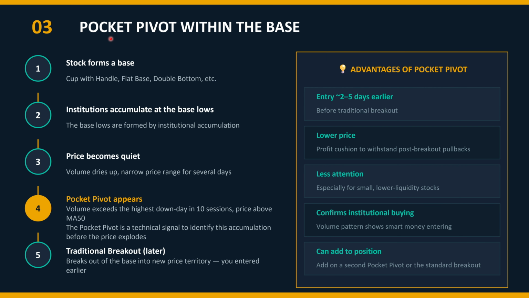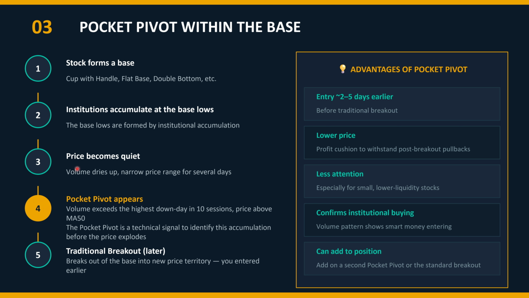Let's see how a pocket pivot works within a base. The process typically unfolds in 5 steps. Step 1. Stock forms a base. Cup with handle, flat base, double bottom, classic O'Neill base patterns. Step 2. Institutions accumulate at the base bottom. The base bottom is formed by quiet institutional buy-in. We recognize it by spikes in volume at the bottom while price does not drop further.